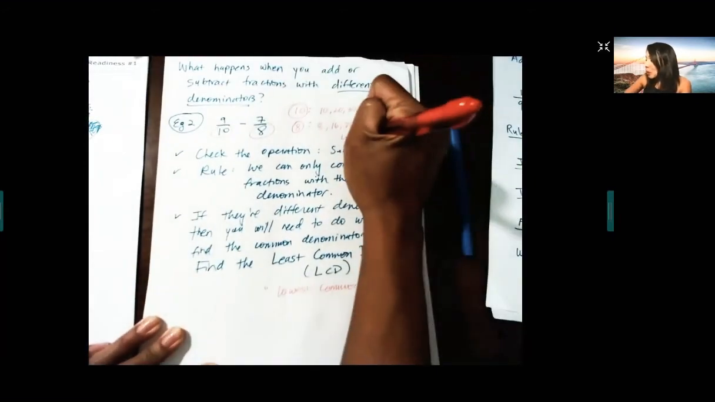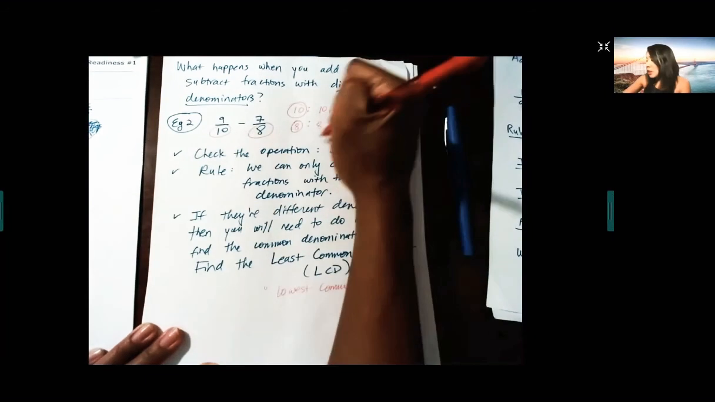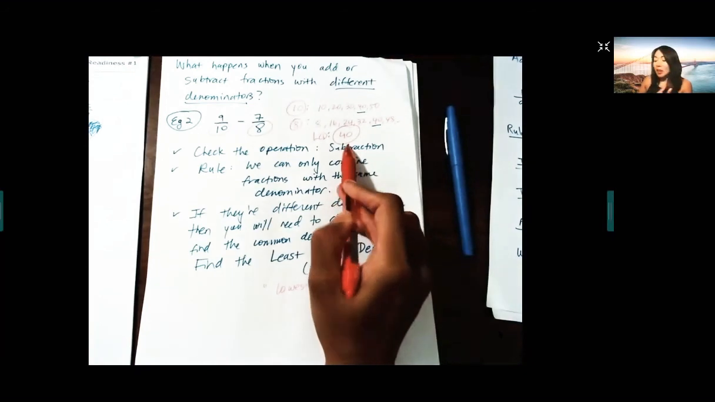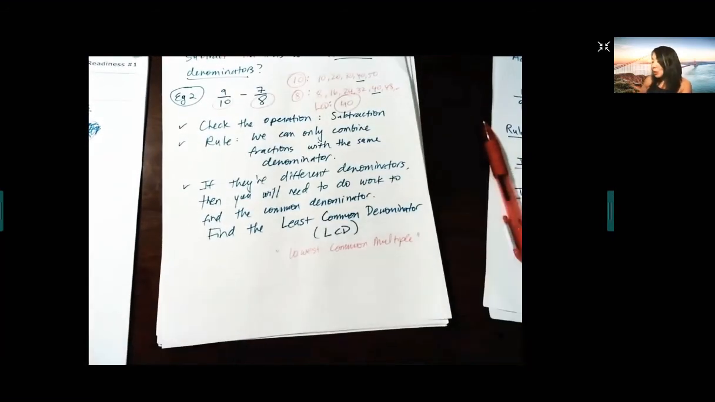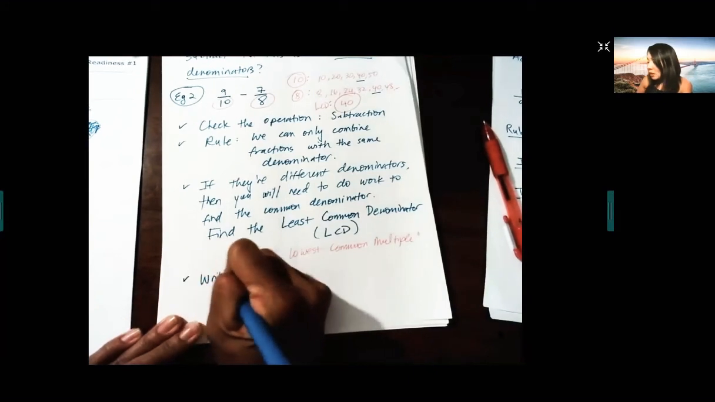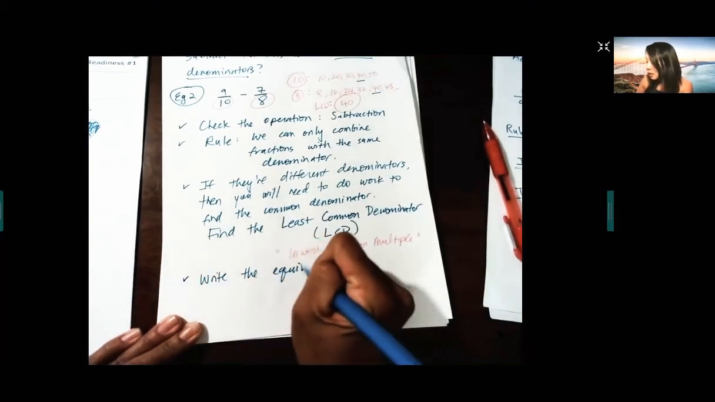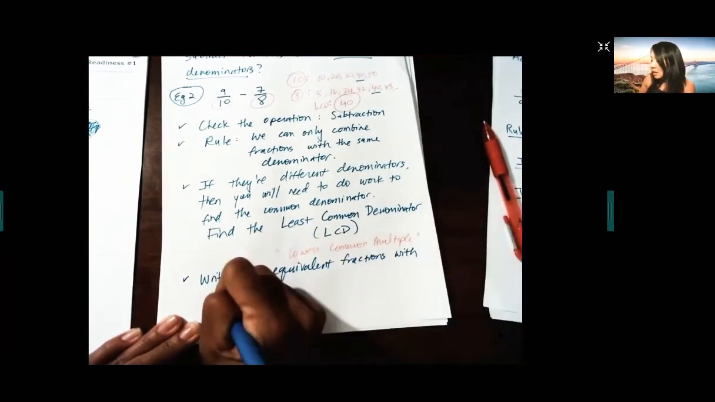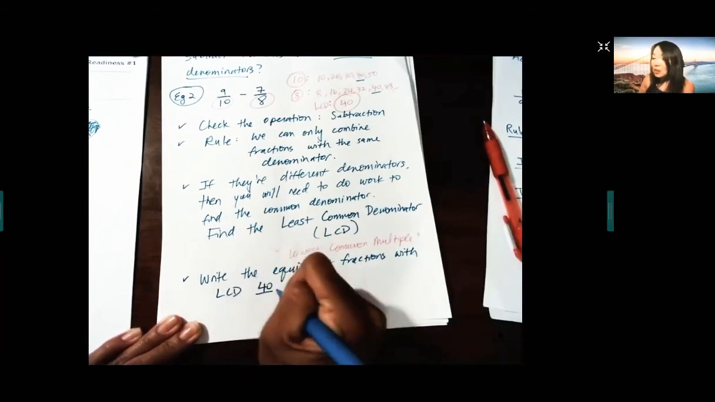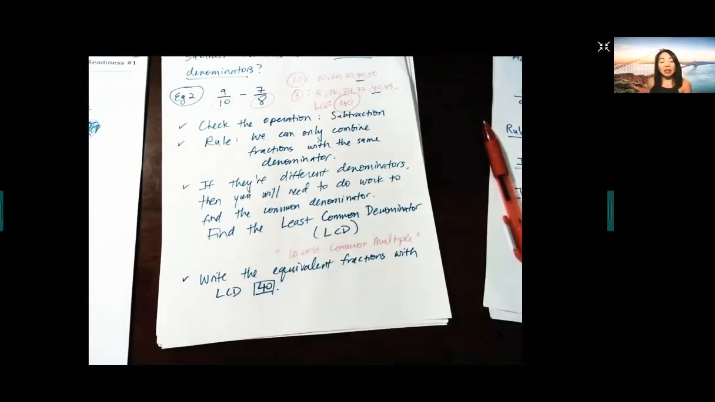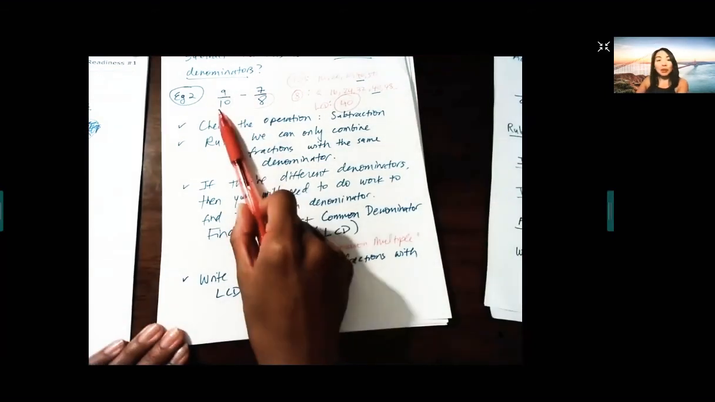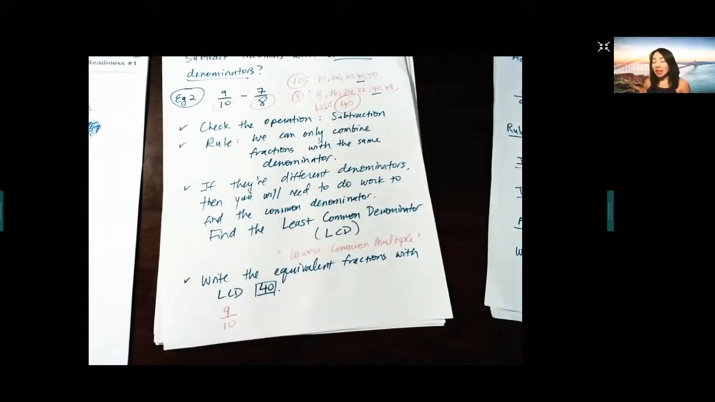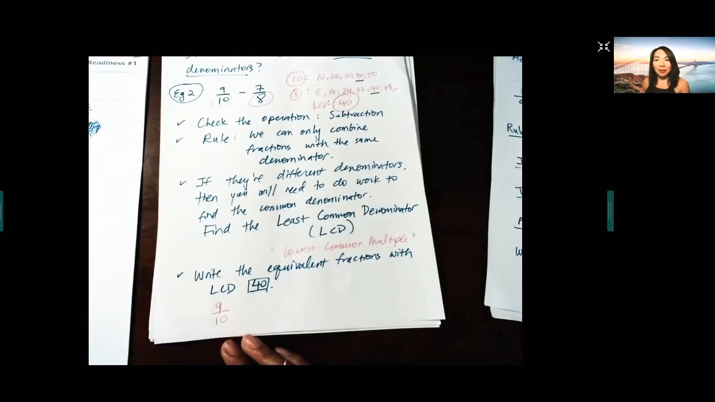So here, 40 is the number that I want. I want to make each of these fractions have a 40. So here is how you do it. So we're going to write the equivalent fractions with the LCD 40. Right? So we want the number 40 now in the denominator. So now let's just look at the number 9/10. I'm going to just do one at a time. So the number 9/10, I am going to manipulate this number to make it have a 40 in the end.